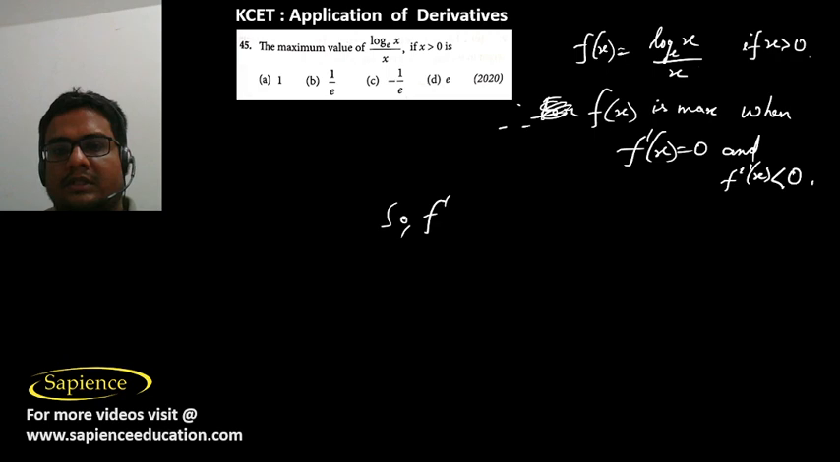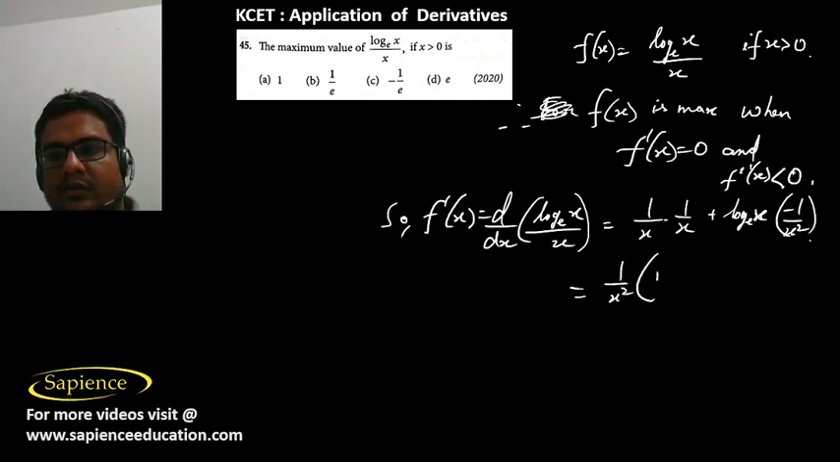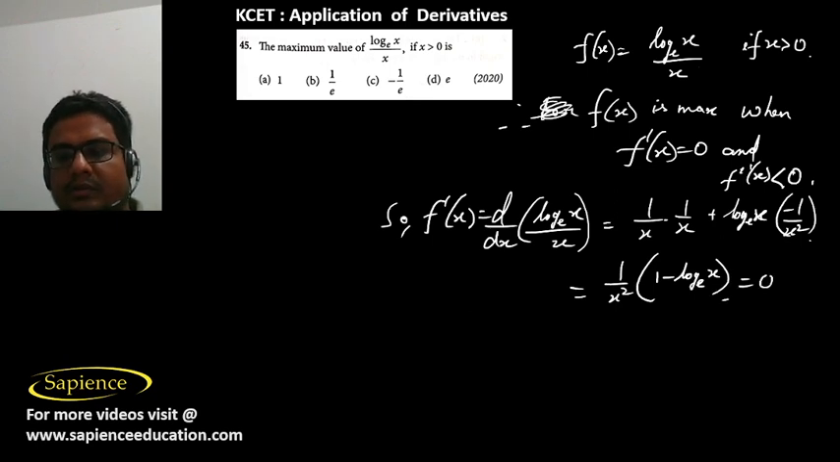So f dash x will be d by dx of log base e x by x, that is 1 by x square into log e x plus log base e x into 1 by x square. This will be 1 by x square into (1 minus log e x), and that should be equal to 0. It means that log e x should be equal to 1, so x equals e.